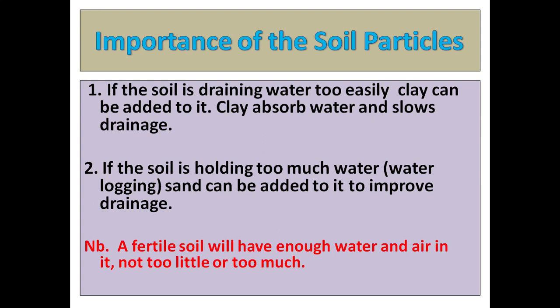If the soil is draining water too easily, clay can be added to it. Clay absorbs water and slows drainage. Alright, when you test your soil, you realize that it has a lot of sand, then possibly it will drain water too easily. Meaning, if you add fertilizer, what will happen? Chances are that your fertilizer will be leached out or washed out of that soil easily. So that is not good. The plants will be dehydrated easily as well. Alright, so what you need to do is to add some clay to that soil.